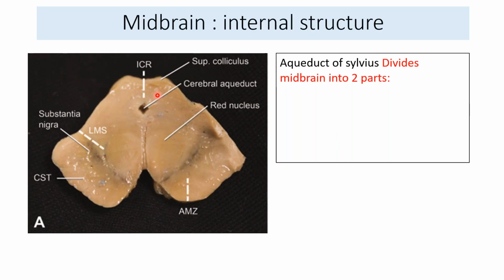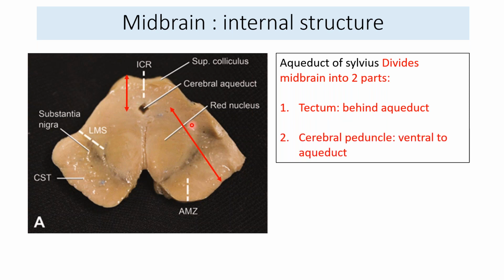Now we come to the aqueduct of Sylvius. As we compare it with the other parts of the brainstem and the spinal cord, we can see this is displaced more posteriorly, and it divides the midbrain into two areas. The area behind the aqueduct is smaller and is called the tectum. The area in front of the aqueduct is larger in size and is called the cerebral peduncle area, which is ventral to the aqueduct. This cerebral peduncle will be further divided into various segments. We'll come to that point.